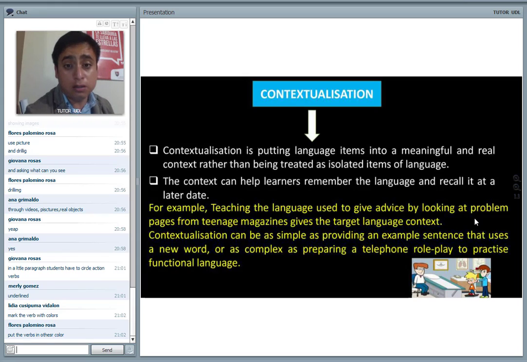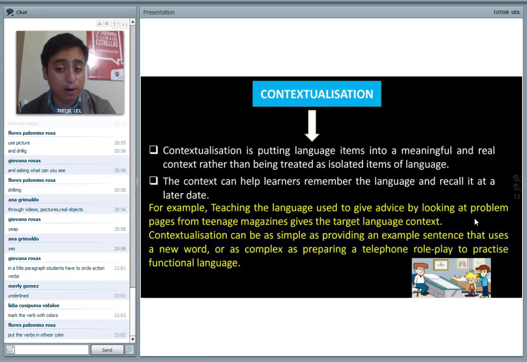to talk about contextualization. So contextualization is another technique that you can use especially for vocabulary. Okay? So here, what does contextualization mean? It is putting language items into a meaningful and real context, rather than being treated as isolated items of language. In other words, let's go to the example. For example, teaching the language used to give advice by looking at problem pages in teenage magazines. Give the target language context.